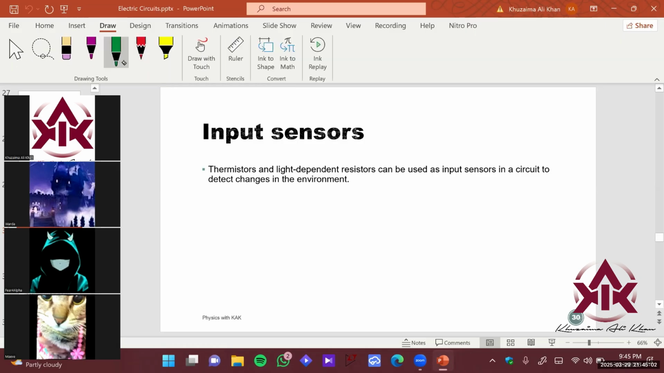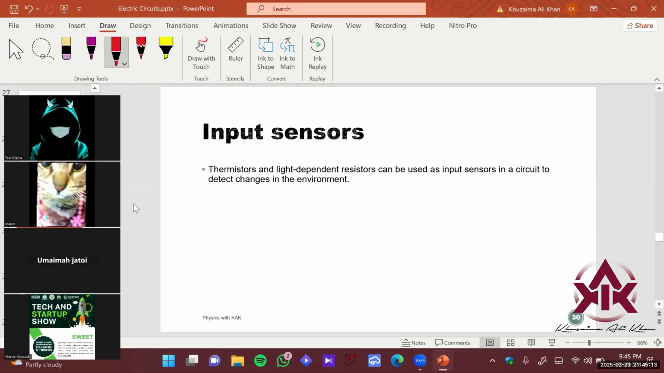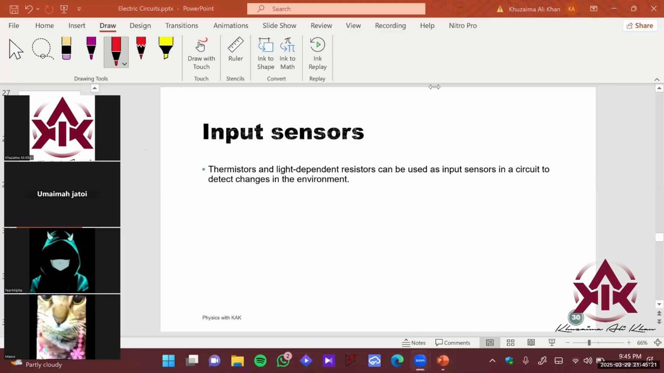What are sensors, by the way? Can anyone tell me what are sensors? What are sensors? Anyone? Give me a guess. To detect something? Yes, that's good. So basically, sensors are the components which basically detect the environment over here, right?